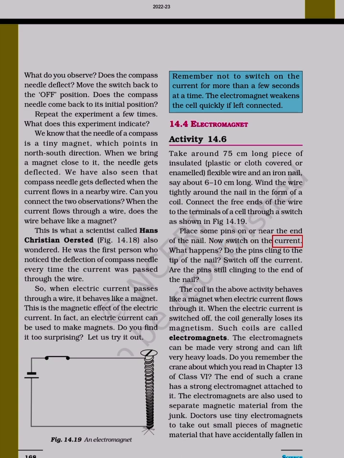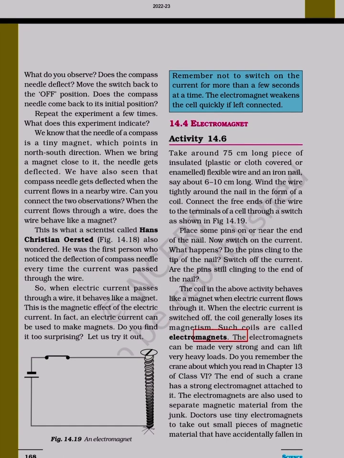Now switch on the current. What happens? Do the pins cling to the tip of the nail? Switch off the current. Are the pins still clinging to the end of the nail? The coil in the above activity behaves like a magnet when electric current flows through it. When the electric current is switched off, the coil generally loses its magnetism. Such coils are called electromagnets.